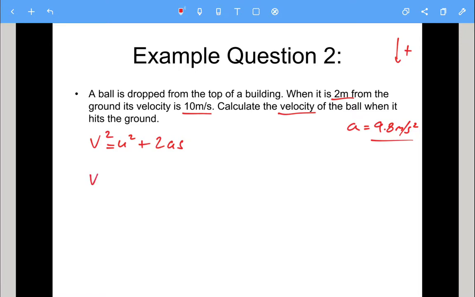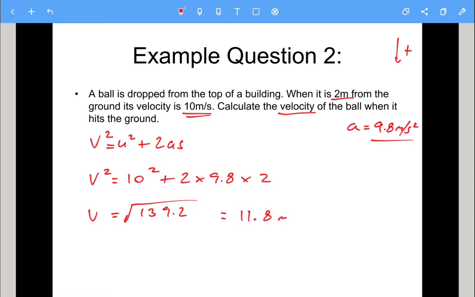So we want the velocity, so v squared is equal to the initial speed squared, so 10 squared, plus 2 times the acceleration, so 2 times 9.8, times the distance it's traveling, or the displacement, which is 2 meters. And then obviously that's v squared, so we need to square root whatever that answer is. So v is equal to the square root of 139.2, and that gives us 11.8 meters per second.